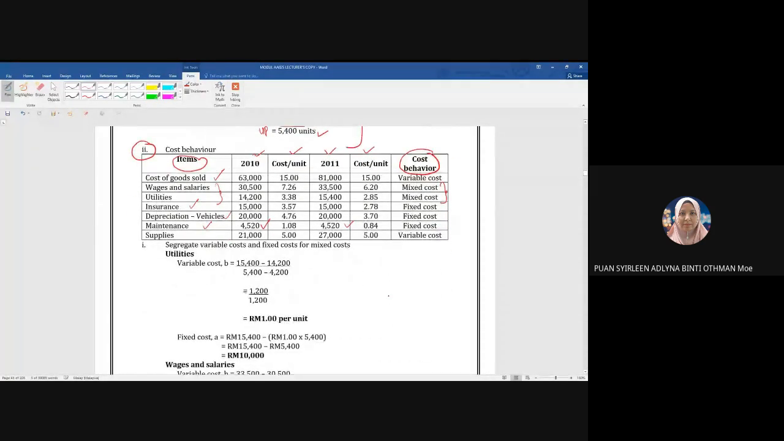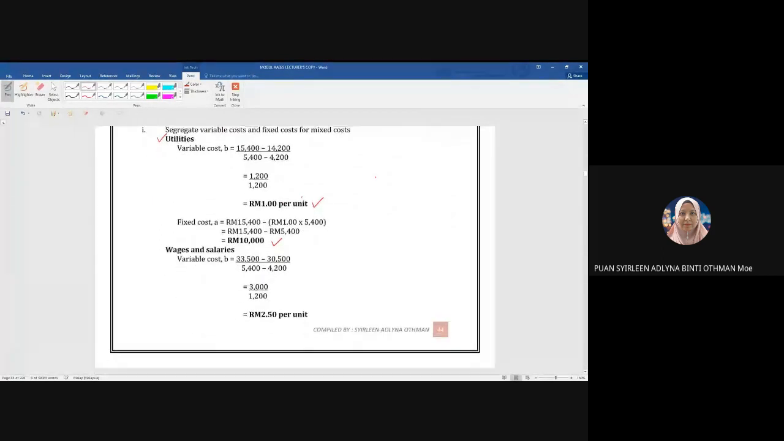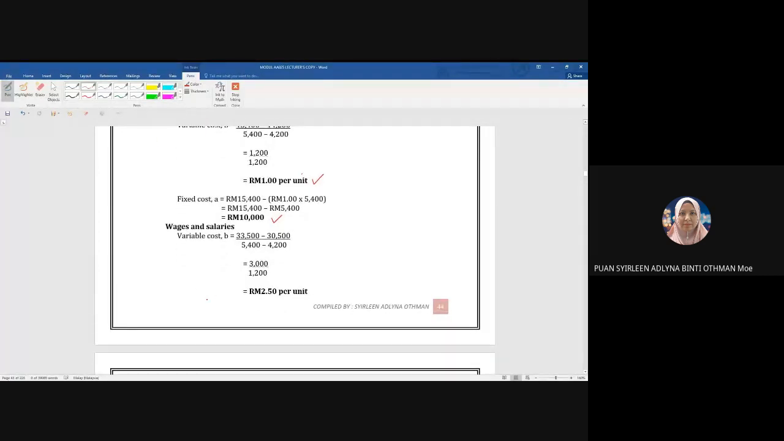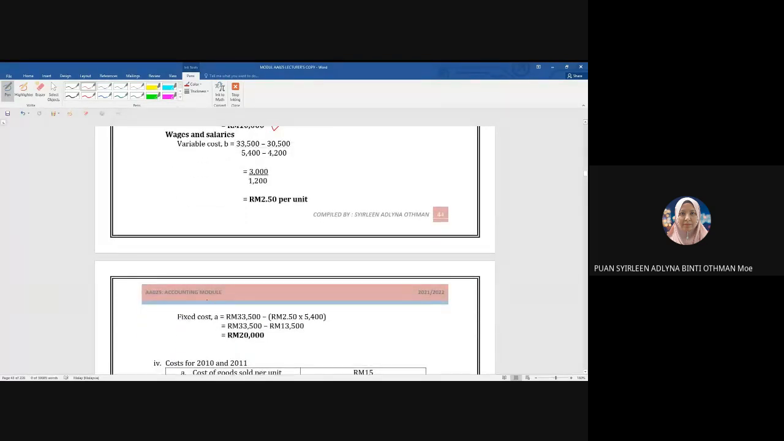So now I am segregating my mixed costs. The first one is utilities. For utilities, the variable cost per unit is RM1 and the fixed cost is RM10. That's why you look at utilities there. This is the mixed cost item I bolded. Then we have wages and salaries. Segregate as well. Your variable cost is RM2.50 and your fixed cost for wages and salaries is RM20,000.